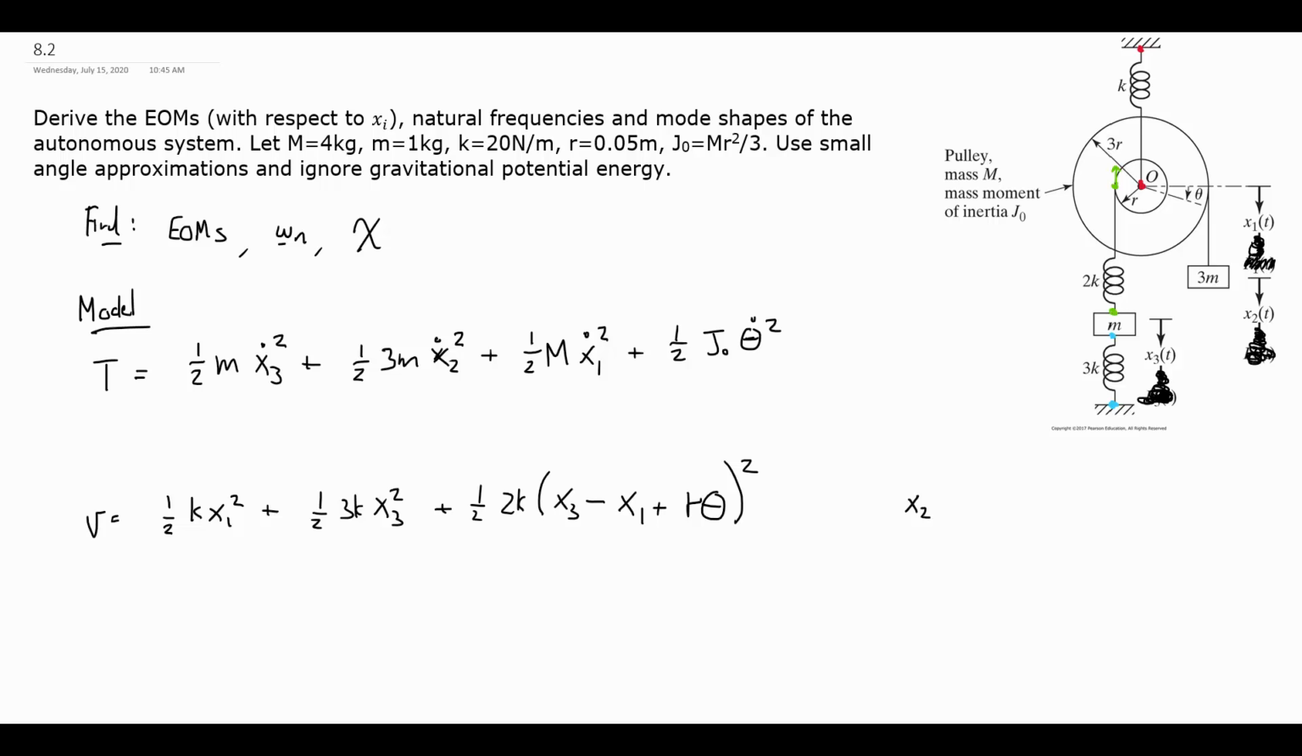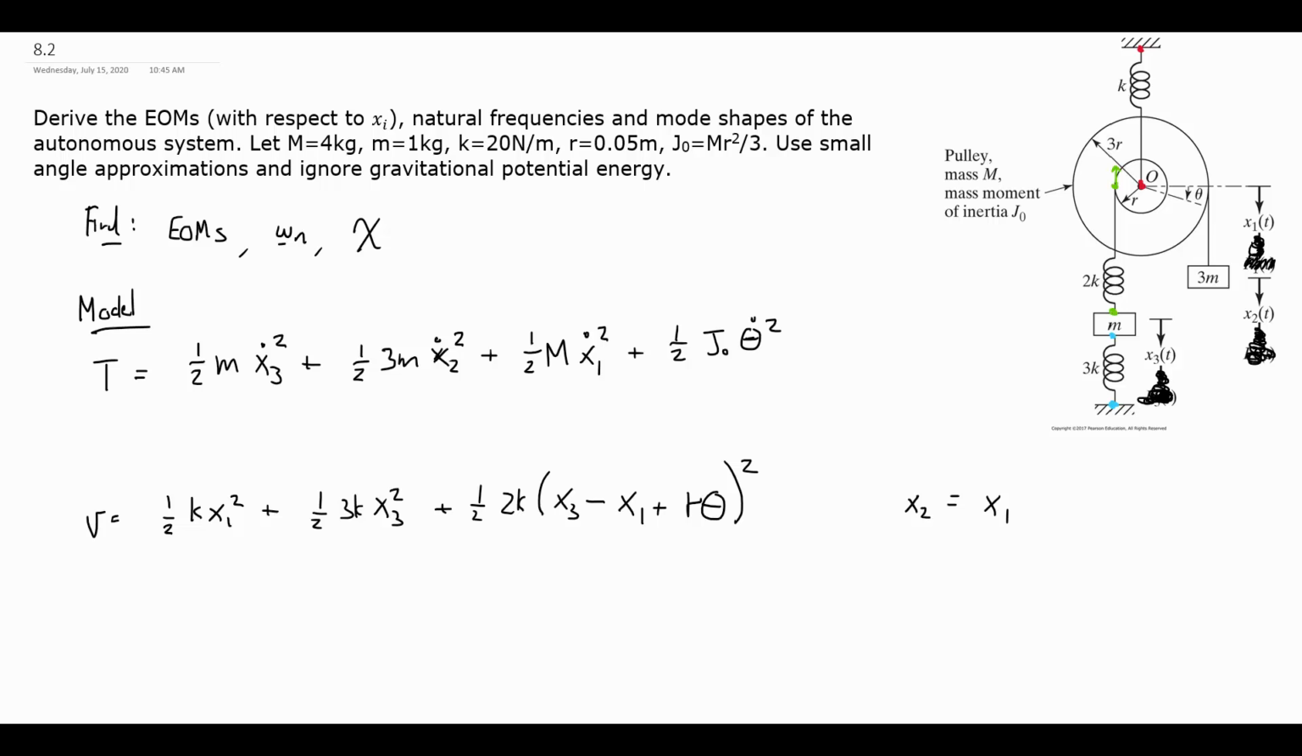But we can see here, let's say that x1 is positive. So if the pulley is moving down, automatically, if it's in pure translation, the 3m block is going to move down by that exact same amount. It has to move with the pulley. It can't move independently because there's no spring there. So if the pulley is in pure translation, x1 is going to equal x2. They both move by that same amount.